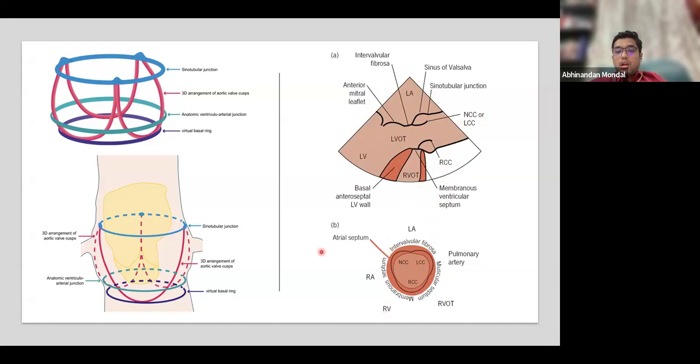And then this is your aortic valve short axis view. This is your left atrium, this is your right atrium, right ventricle, RVOT, and pulmonary artery. The entire area is bounded by intervalvular fibrosa, whatever you have seen over here between your mitral valve leaflet and your aortic valve. This is your membranous septum, and here lies your muscular septum. All membranous septum VSDs we can see in these areas, and muscular VSDs we can see in these areas.